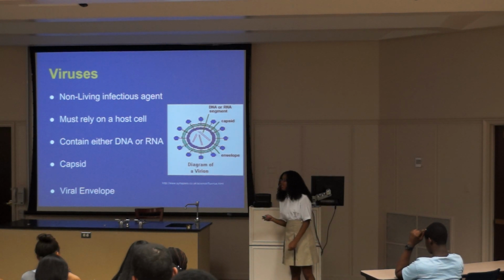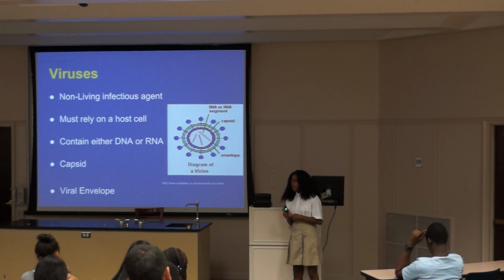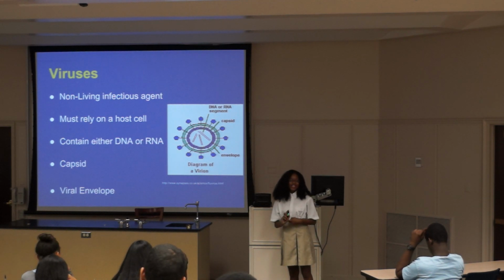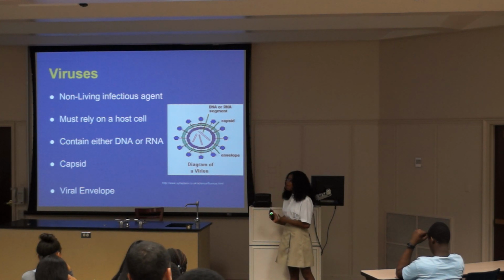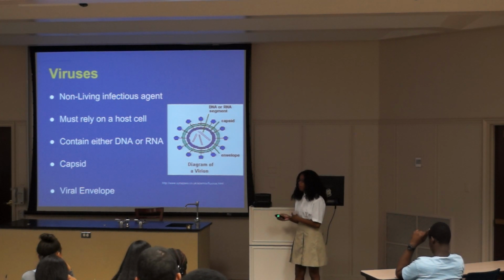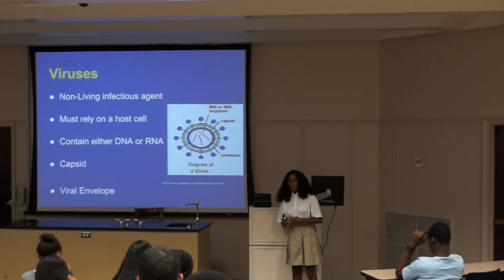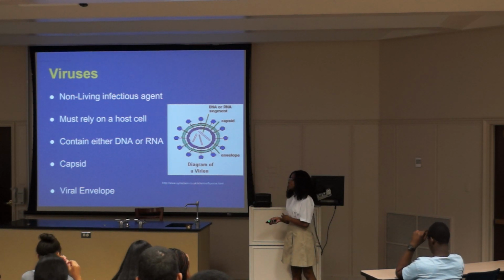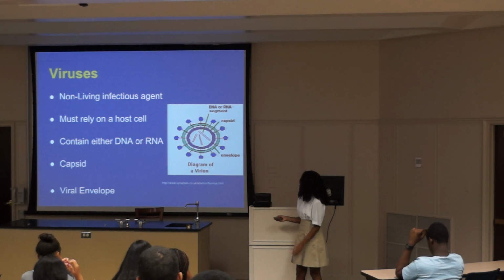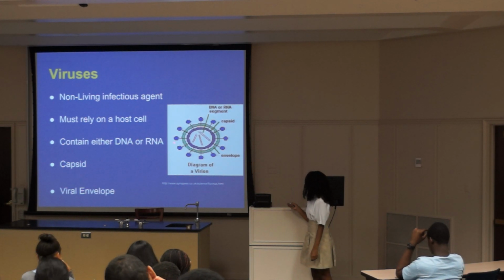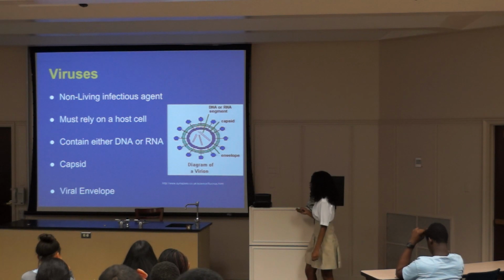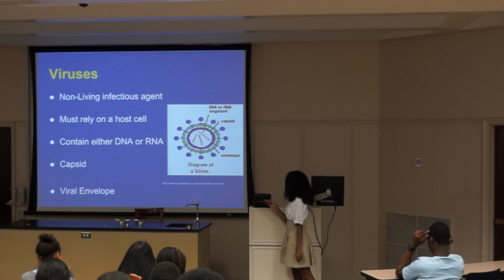So a capsid has three functions. A capsid helps the virus not be digested by the immune system. It also helps the virus attach to other cell membranes, and it also helps the virus penetrate cell membranes of other cells. And also there's a double protection, which is this green circle right here, which is the viral envelope.